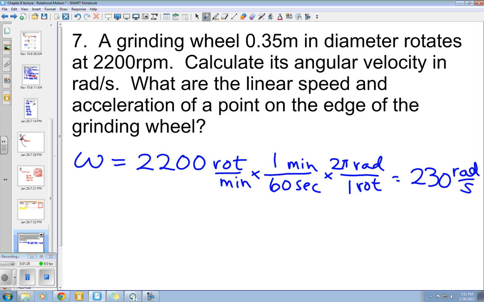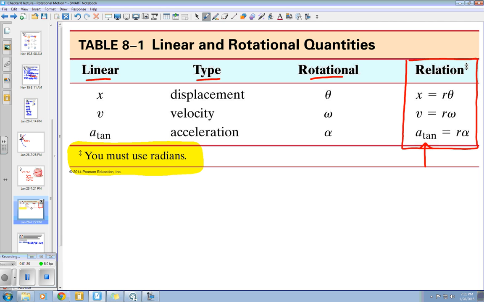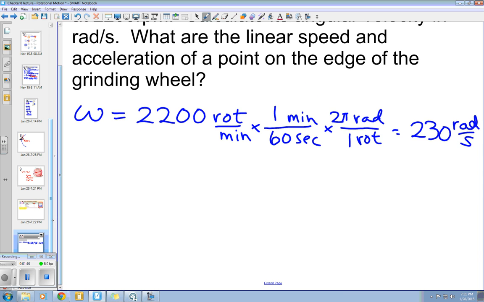That's the angular velocity. Next, we need to find the linear speed and acceleration of a point on the edge of the grinding wheel. So we use our equation from our last lecture that relates our velocity to our angular velocity, and that equation is V equals R times omega. So we have V equals R times omega, and we're going to solve for V.